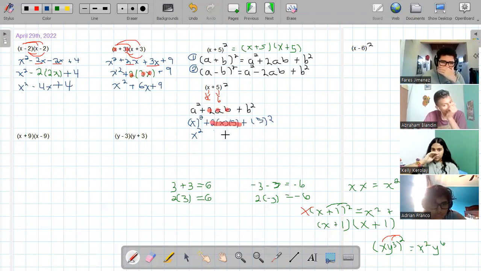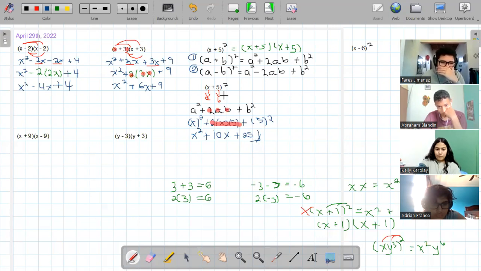Now, we're going to multiply the coefficients by themselves first. So 2 times 5 is 10. And I copy the variable x because it's not a like term of anything, so I just go ahead and copy that. Plus, how much is 5 to the square? 25. And that is my final answer.